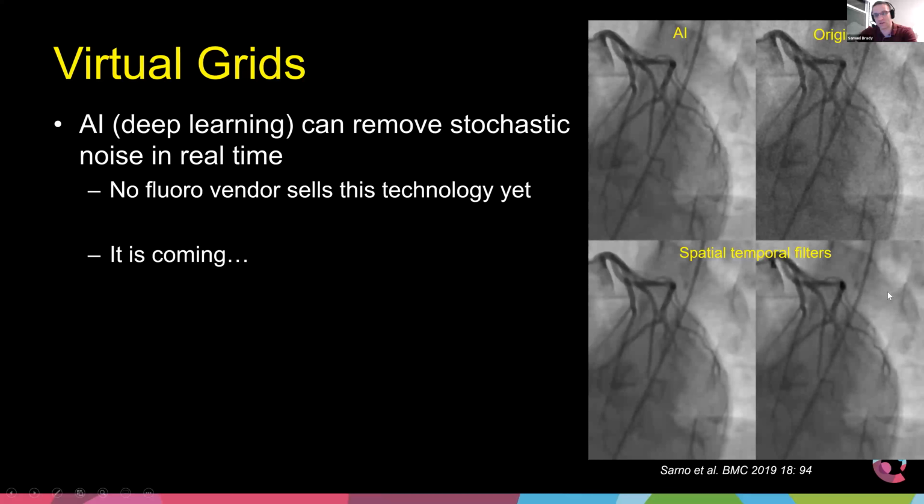Whereas if you use a different approach to reducing the noise, using spatial temporal filters, which is what we have always done in fluoro, you can see that, yeah, we got rid of the noise. That's a good thing, but the edges aren't as strong and distinct. And so the image itself looks softer or blurrier. AI is promising in the sense that we can probably get rid of the noise and preserve the anatomical structures.